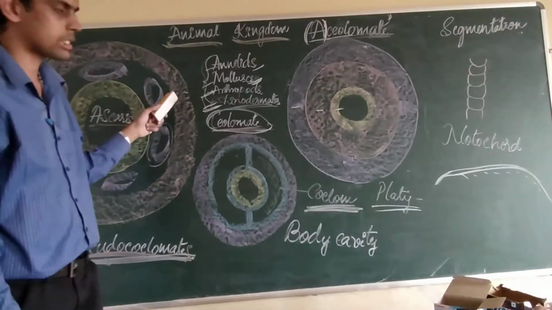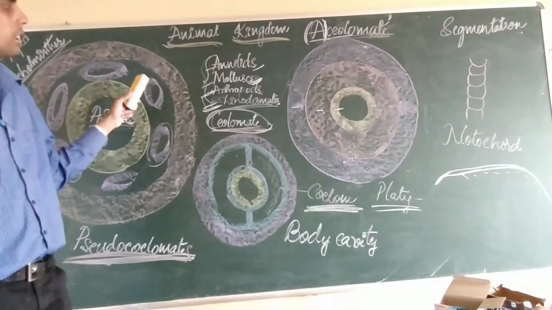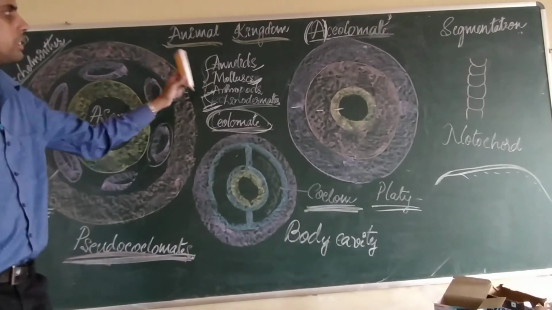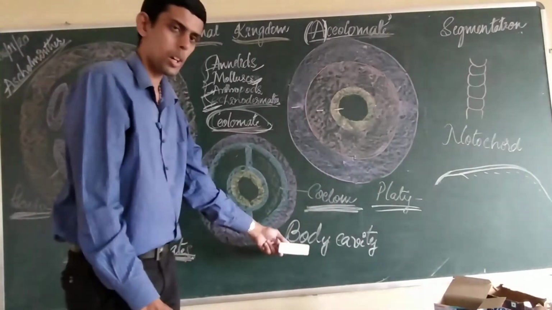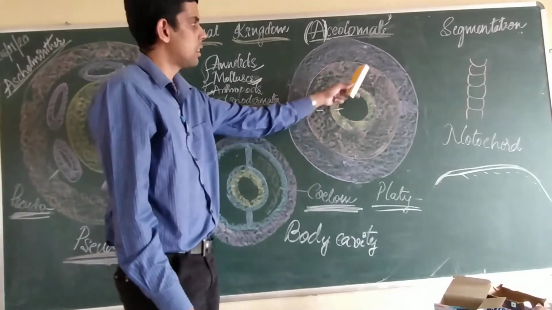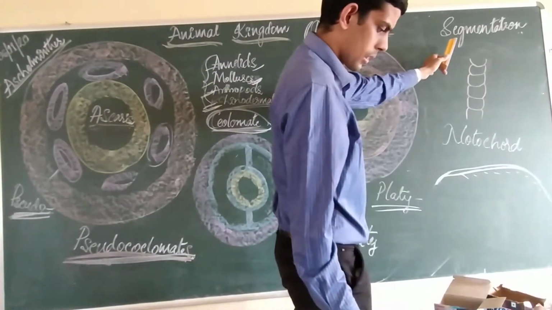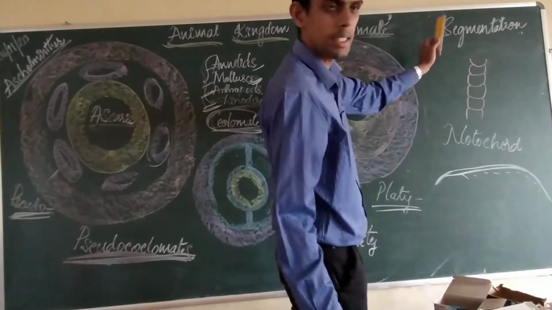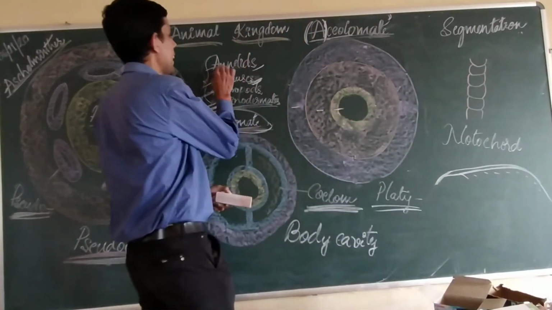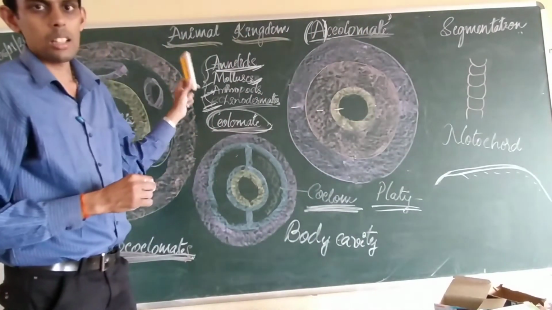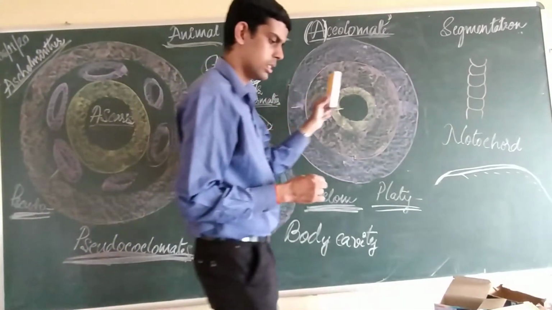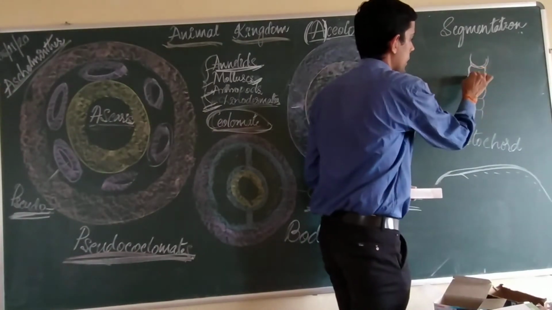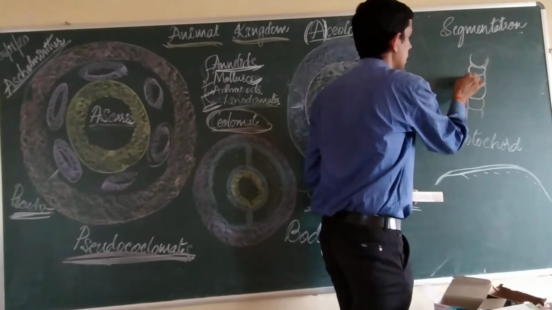So the first criteria is the level of organization. The second one is the germ layers. The third is the body cavity, and the fourth is the segmentation, right? Here, in the case of segmentation, we find that some organisms, such as the annelids or the earthworms, show a distinct serial repetition of the body, right? So that repetition of the body is called a segment.